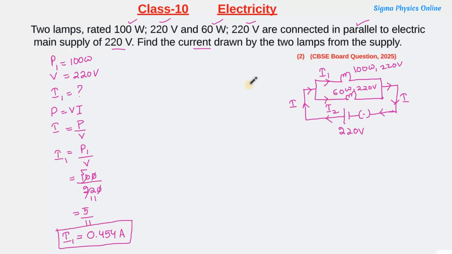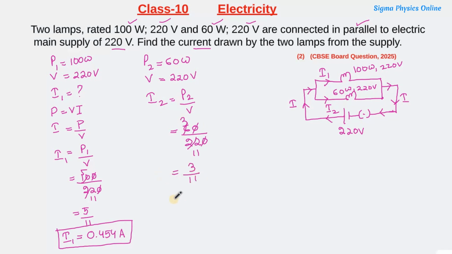Now let's find out the current flowing in the other branch. So the second bulb has a power rating of 60 watt and its operating voltage is also 220 volt. Now similarly I2 will be P2 by V. P2 is 60 by voltage is 220. So that is 3 by 11. Hence I2 is 0.272 ampere. So this is the value of current flowing in the second branch.